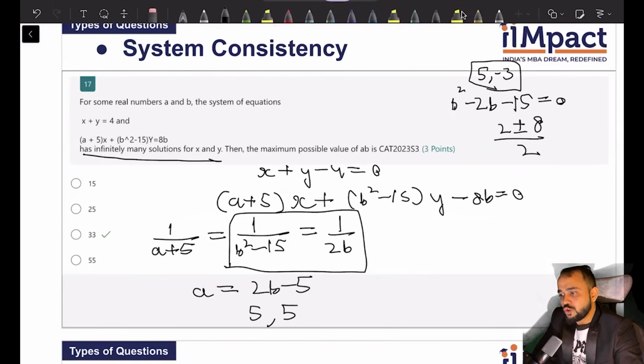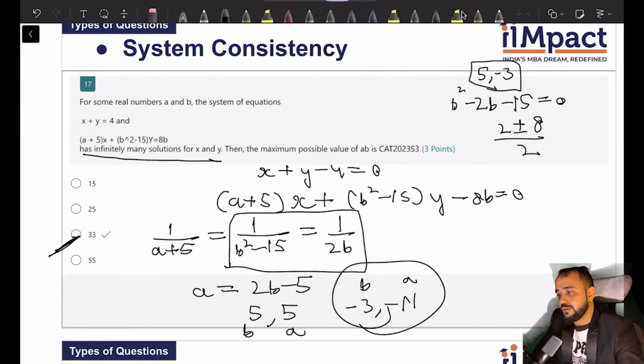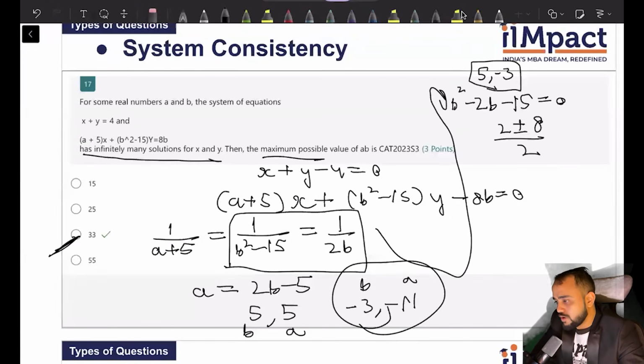And when b is equal to minus 3, a is going to be what? Minus 3 into 2, that is minus 6, or minus 11. So this is a, this is b, this is b, this is a. So what is the maximum value that you are getting? Minus 3 into minus 11, that is 33. The presence of maximum tells you what? That there will be cases, and the cases are getting introduced because of the quadratic, because two solutions are present.